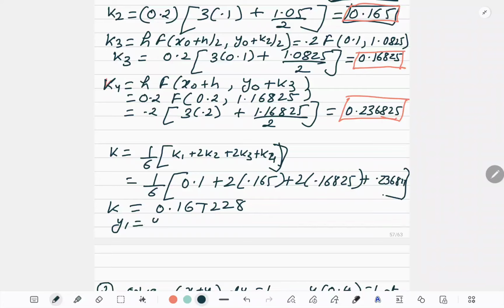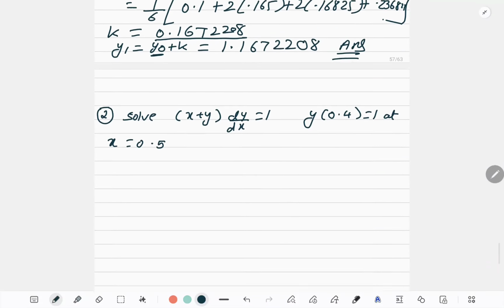So what is y1? As I said, y1 is y0 plus k. What is y0? y0 is 1. So 1 plus 0.167228 means 1.167228. Okay, so this is my answer. So it is simple. Sometimes it is lengthy because h is small and a lot of calculations are required, but it's not difficult. It's very simple. Okay, let's do one more question.